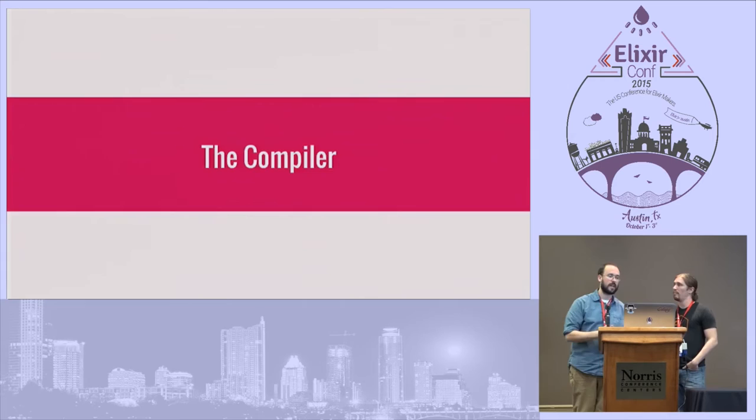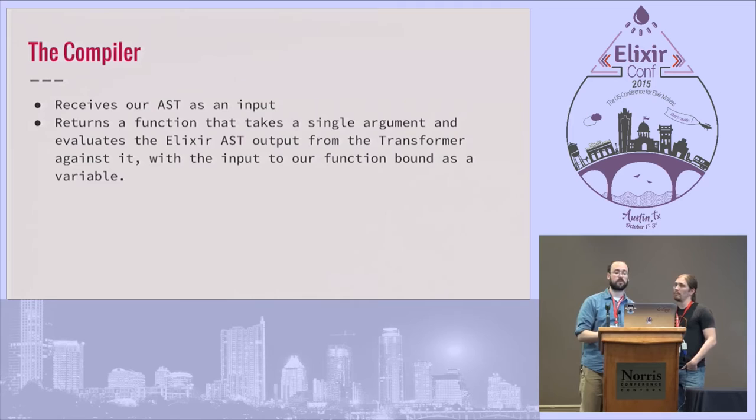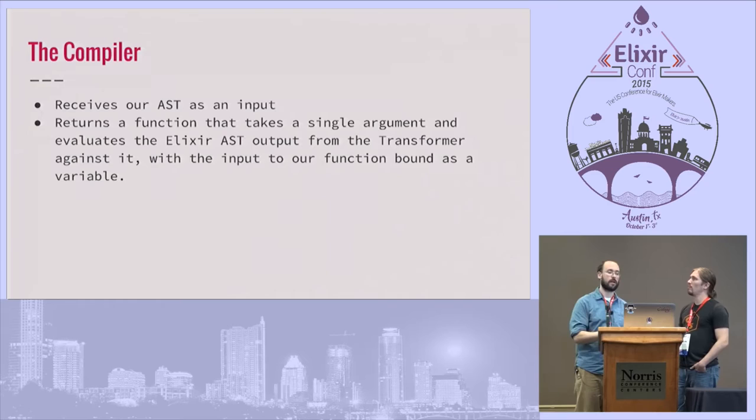Okay, so now we have our Elixir quoted forms, and we want to evaluate those against our input string. So the compiler is a tiny, tiny module that just returns a function that takes an input and returns the rules output given that input. It receives our AST as its input, and then it returns a function that evaluates the quoted forms that the transformer generates for the AST, and it binds the input variable into its context so that we can get that var out. So we'll see what that looks like. And again, this is super tiny.